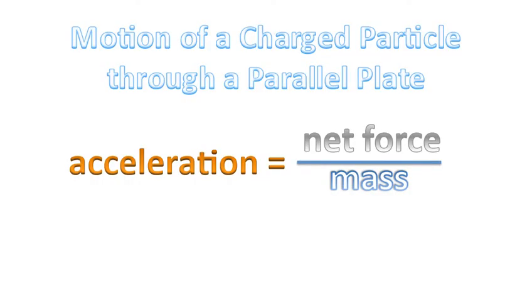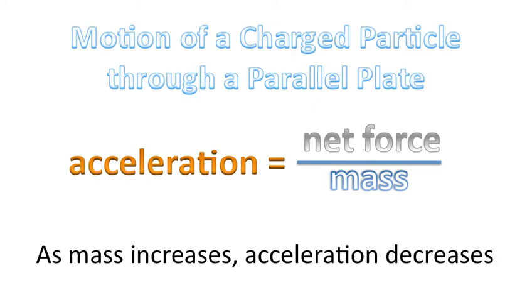Well, according to Newton's second law, the acceleration of an object, in this case a particle, is equal to its net force divided by mass. And so this is the reason why, as we've increased the mass, the deflection decreases. As we've increased the mass, our acceleration decreases. Therefore, the particle doesn't deflect as much. As mass increases, acceleration decreases. That's a very important concept in physics in general.